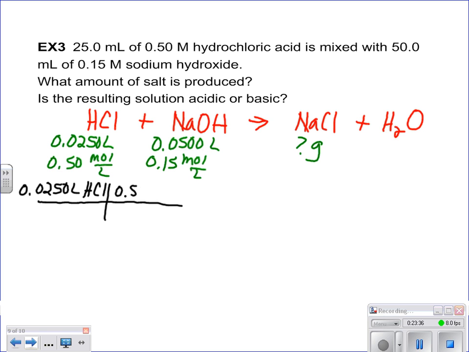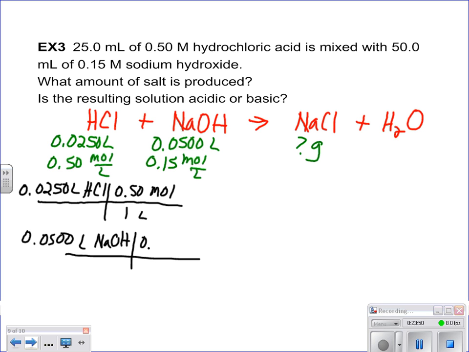And we've got 0.5 moles for every 1 liter. And for the sodium hydroxide, we've got 0.0500 liters of sodium hydroxide. And we've got 0.15 moles for every 1 liter. Now, instead of doing it like we have our set of rules that says, now go ahead and calculate the moles, then take that and divide by the coefficients, would it be possible to take each one of these and just take them all the way out?